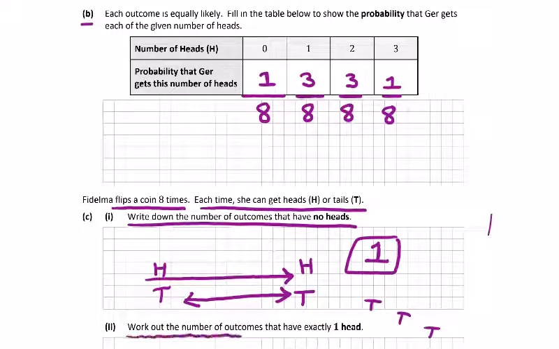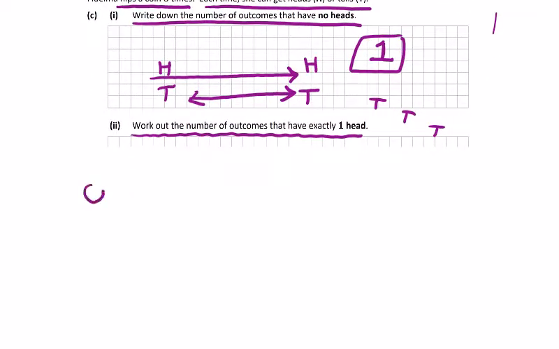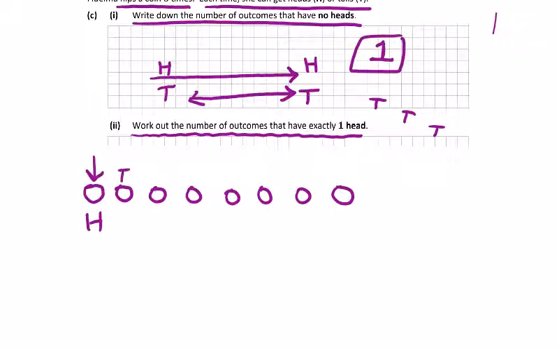Part 2, we're asked to work out the number of outcomes that have exactly 1 head. She's flipping a coin 8 times. Let's just imagine this is the coin 8 times. So for it to have 1 head, it could end up in this position here, position 1. These will all be tails. That's one option. So it can actually happen in any of the positions, and the rest will be tails, and that could happen 8 times. Head followed by 7 tails in 8 different positions. So 8 of the outcomes would have exactly 1 head. For it to have 7 tails, if it only has 1 head.